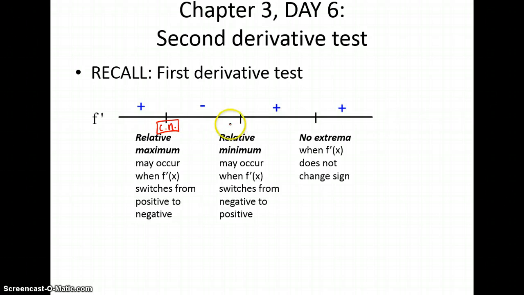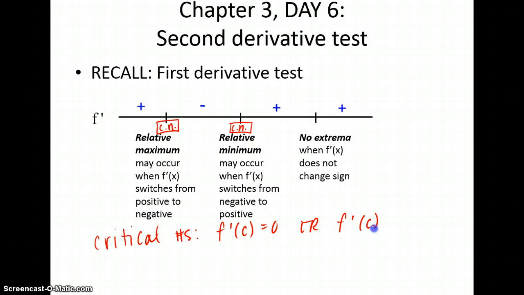If the first derivative switches from negative to positive, a possible relative minimum would occur at that critical number, and no change in sign means no extrema occurs. So no relative max, no relative min. So recall, critical numbers occur when the derivative equals 0 or when the derivative does not exist.